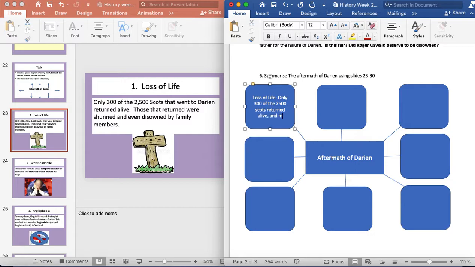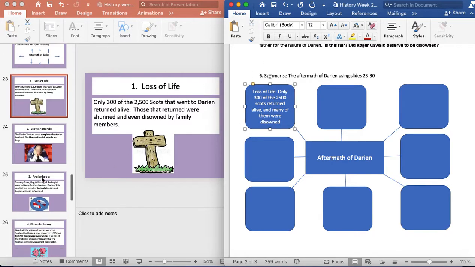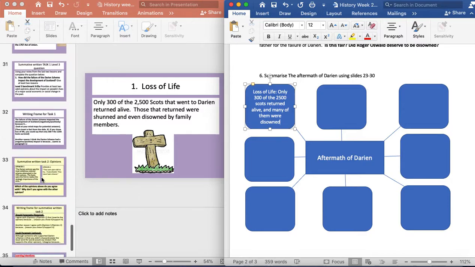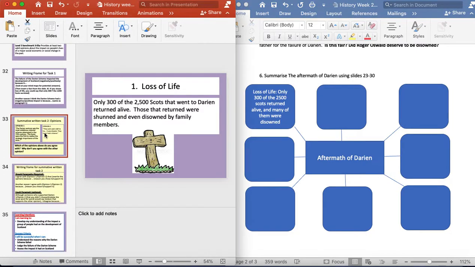And many of them were disowned. Okay, so you just take it, change it into your own words, shorten it up if you want to. You could even write this the other way, and you can do 2200 Scots died, right? You could flip it, because if you do a bit of maths, you can even shorten that up as well. Okay, so I'll leave that one in there and let you guys do your own. Then you're going through and you got your last two tasks.